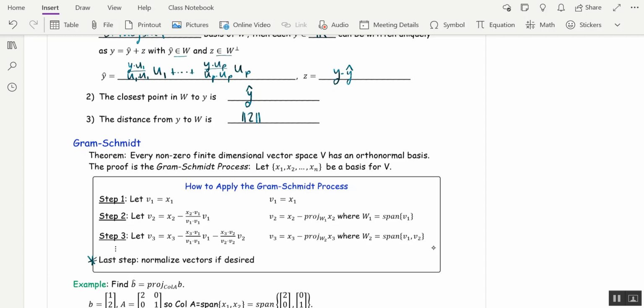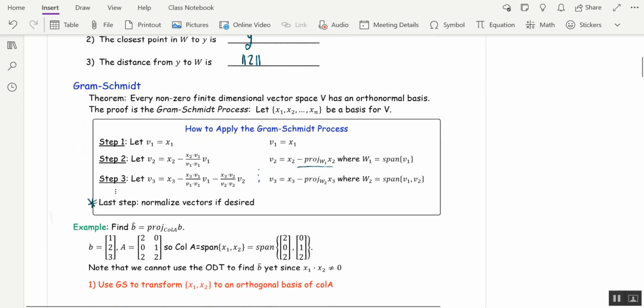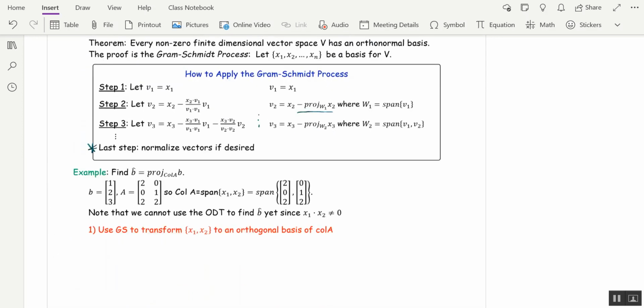In our exercises, we start out by letting V1 equal X1. V2 is going to be X2 minus the projection of X2 onto W1, where W1 is the subspace spanned by V1. And then you continue this process, and you can read through those formulas. So let's look at an example, and we'll use this example in a couple minutes.